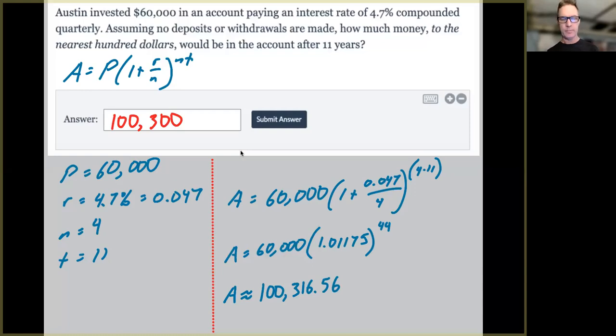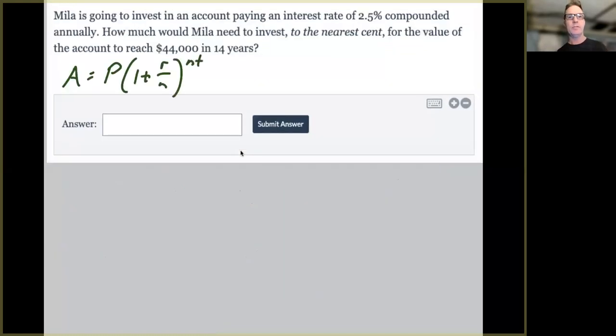Yes. All right. Next one. Mila is going to invest in an account paying an interest rate of 2.5% compounded annually. How much would Mila need to invest, to the nearest cent, for the value of the account to reach $44,000 in 14 years? So this is kind of flipped on its head, right? They're giving us the final amount and the interest rate. They want us to know how much we need to invest.